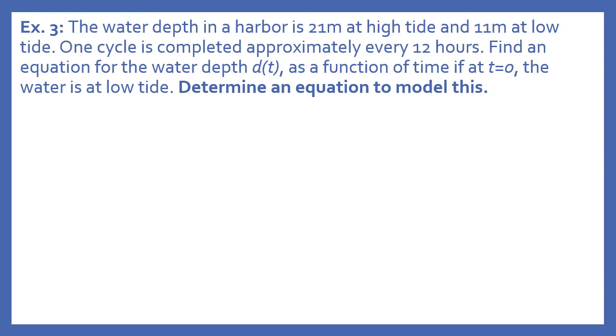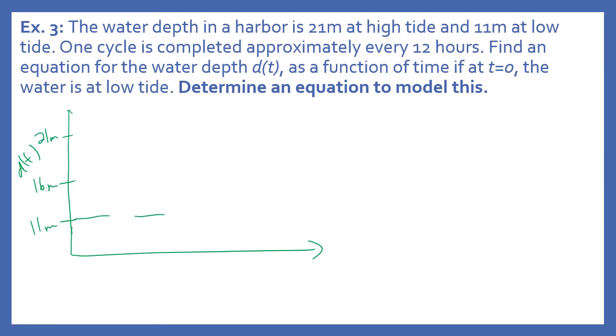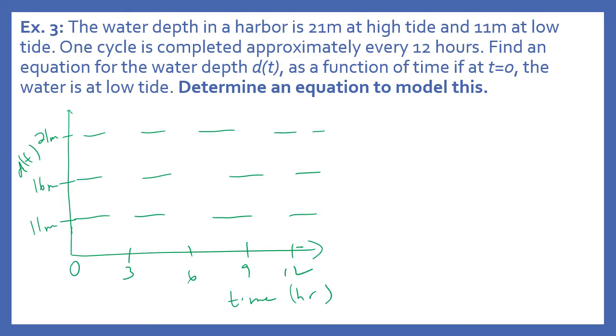So I believe we left off here. I'll quickly make this sketch. We had depth with respect to time, and we had 11 was our low, 16, 21, and I like to make little boundaries, and then we had 0, 3, 6, 9, and 12, and that was our time in hours. Okay, so I think that's where we left off.